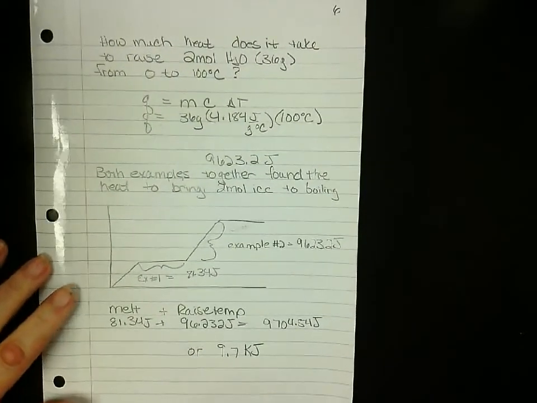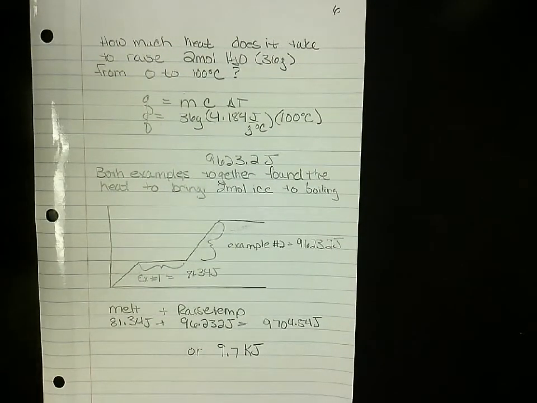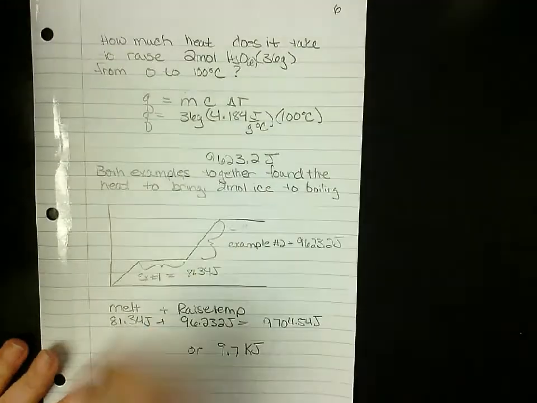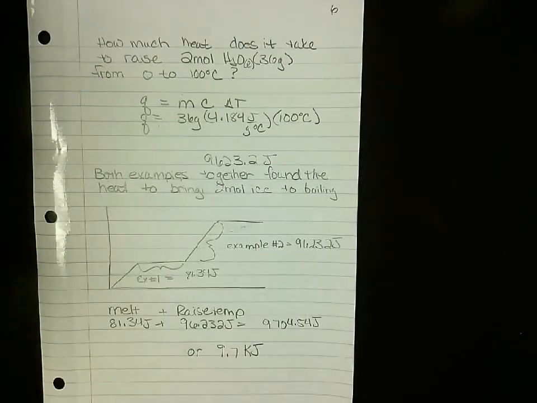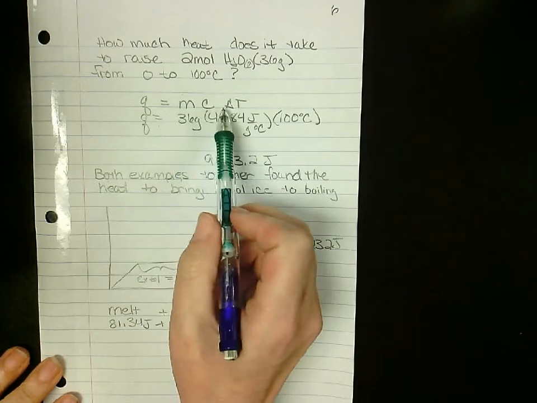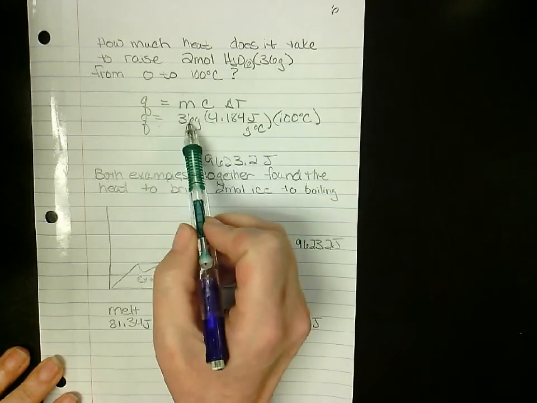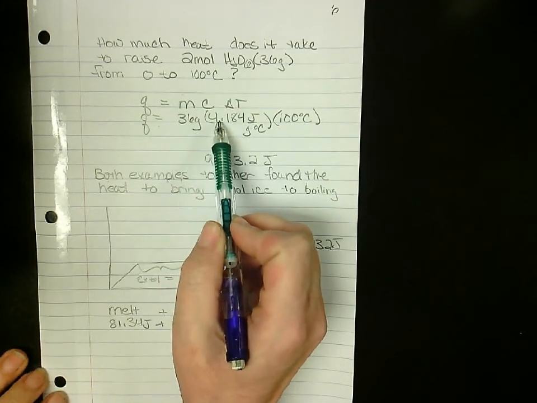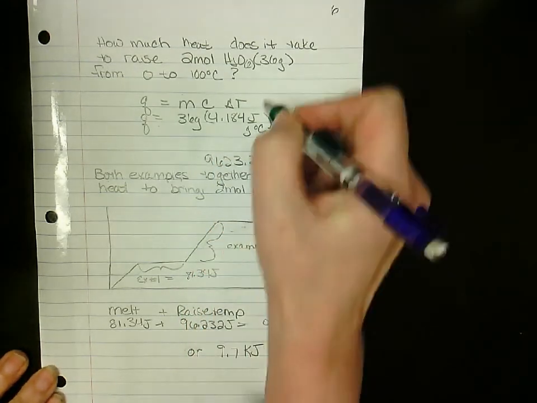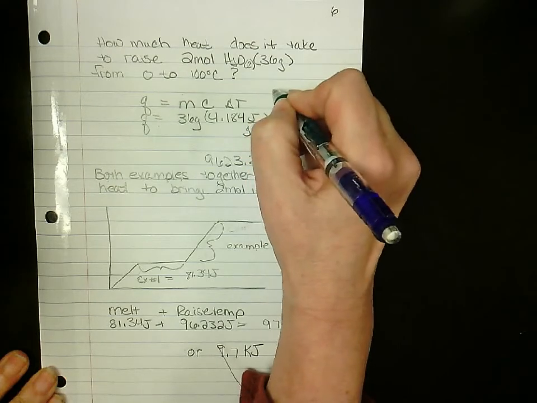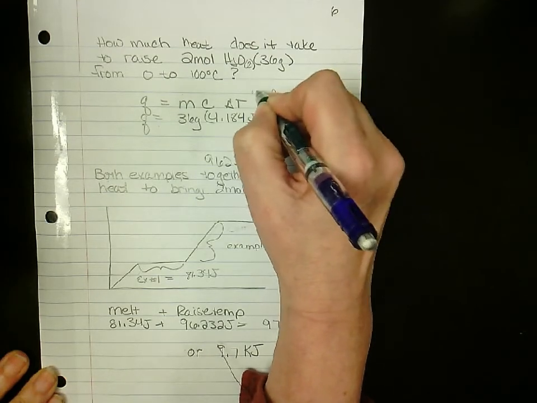So your question would be, how much heat does it take to raise 2 moles of H2O, a liquid, which we're going to say is 36 grams, from 0 to 100? Okay, so we're figuring out this part of the graph. So we just plug and chug. Q equals mc delta T. Our mass is 36 grams. Our specific heat capacity for water is 4.184 joules per gram degree C, and we're raising it. Our delta T is our change in temperature, so it's 100 minus 0 degrees.